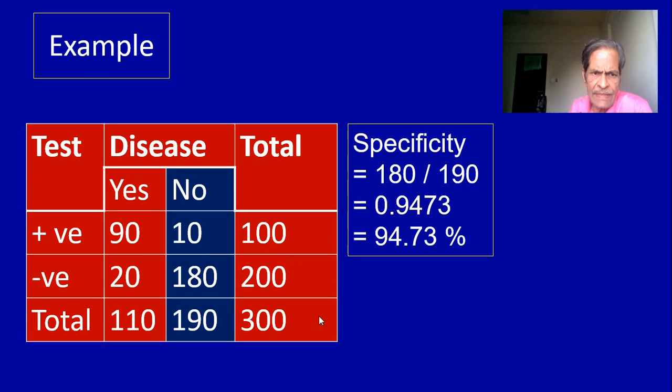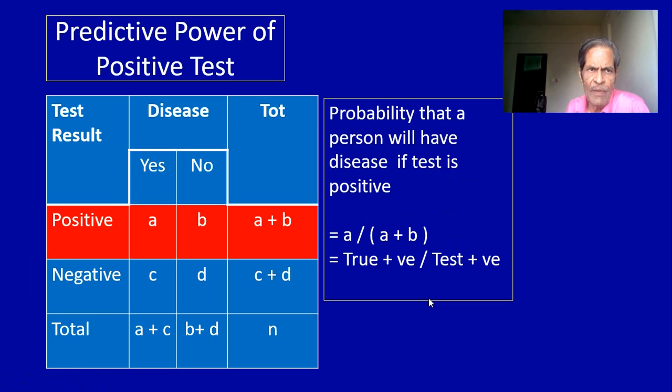In this example, the specificity is given by 180 divided by 190, so it is 0.9473 or 94.73%. The predictive power of the positive test is given by calculating the values in the first row, not in the columns. For the sensitivity and the specificity, we use the values in the columns, while for the predictive power of the positive and negative test, we utilize the values in the rows.